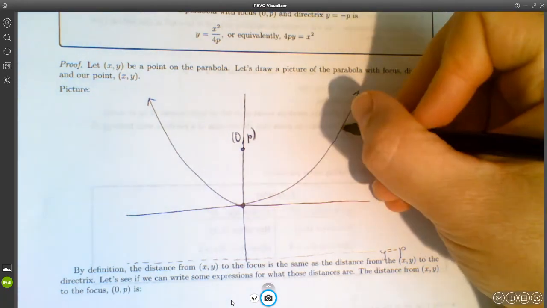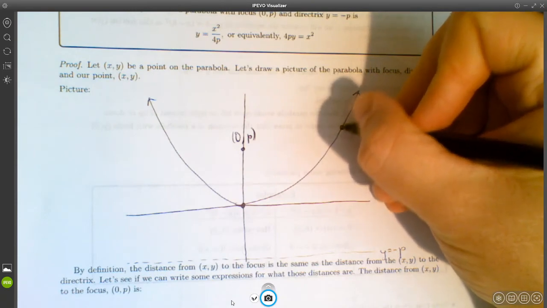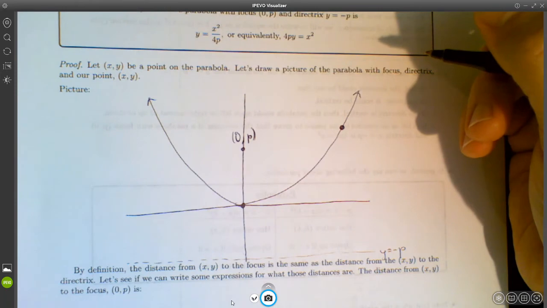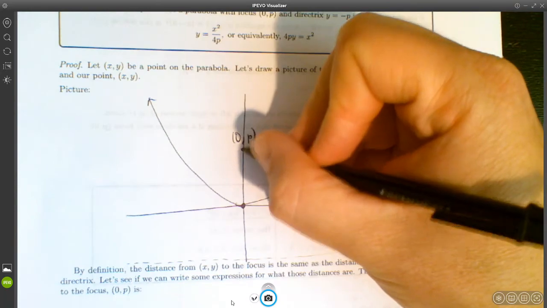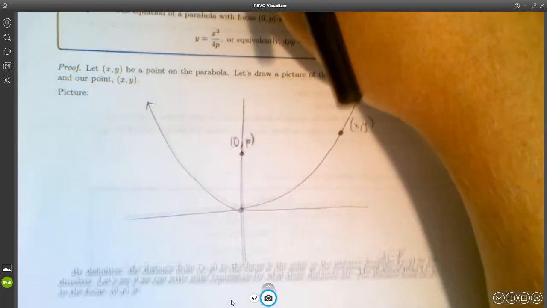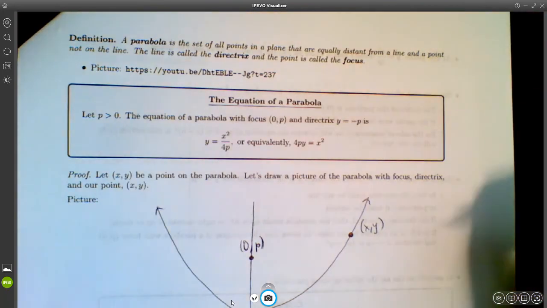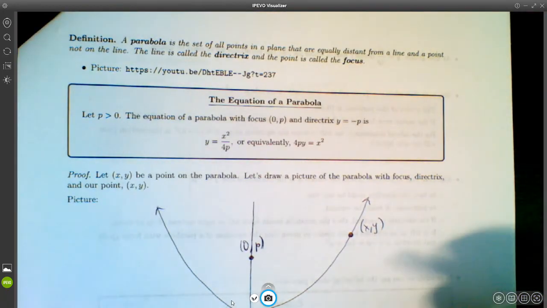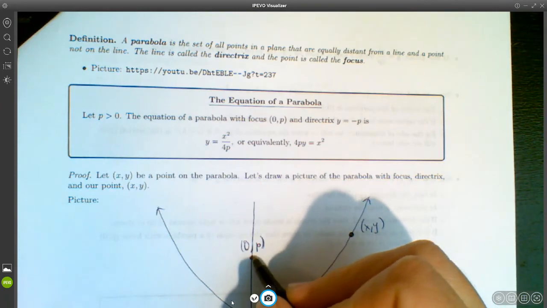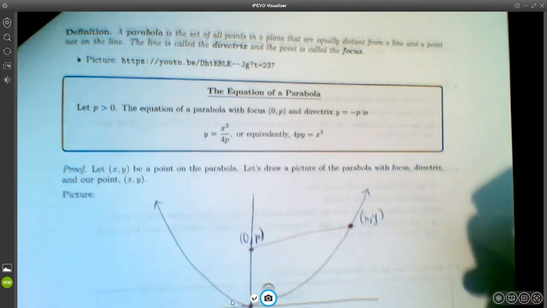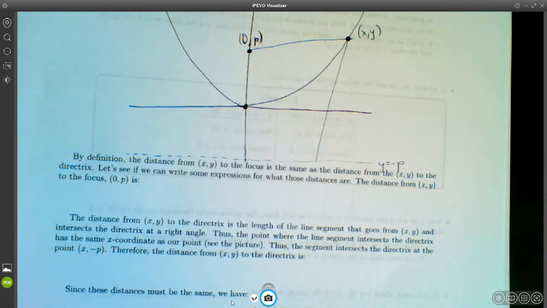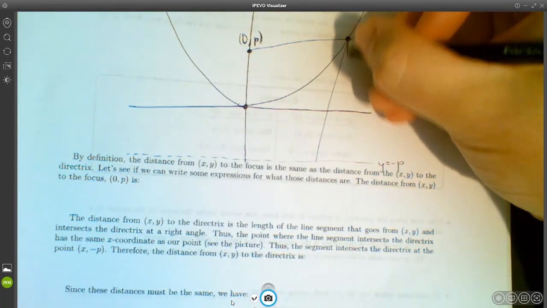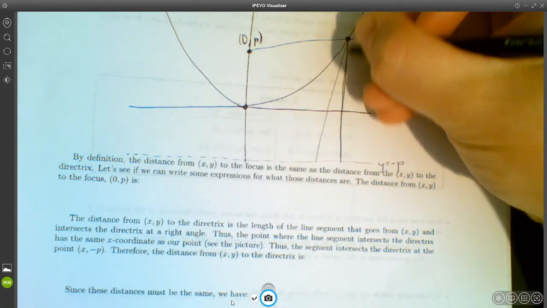So now let's take a random point on this parabola, like maybe this one right here. We'll call this point (x, y). According to the definition of what a parabola is, it's the set of all points that are equally distant from the focus and the directrix. So if I look at this distance here, from the focus to the point on the parabola, and this distance here, or I should have drawn it straight down, forgive me.